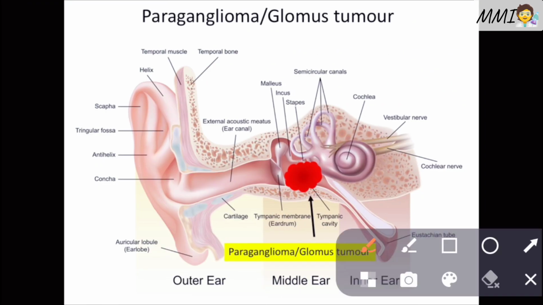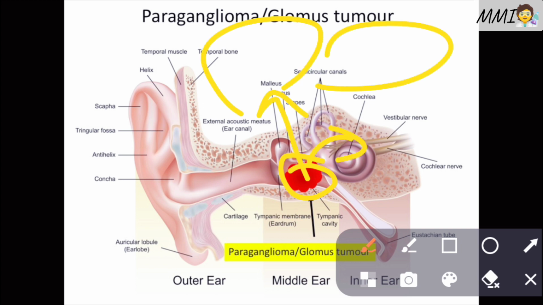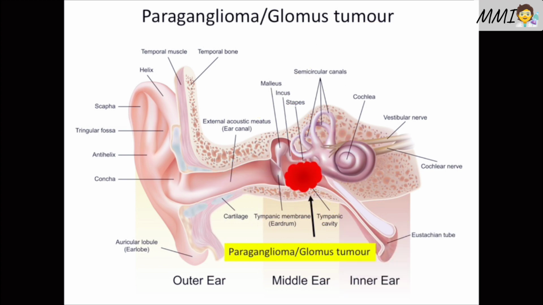Here you can see the glomus tumor in the middle ear. It can spread to the labyrinth. It can spread intracranially, that is middle cranial fossa and posterior cranial fossa. It can spread to the eustachian tube. It can spread to the jugular bulb. It can come into the external auditory canal. These are all the possibilities of the spread of the glomus tumor.